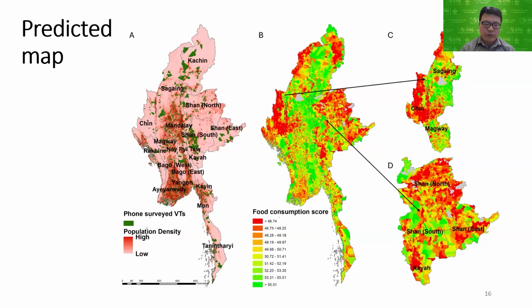So our model, in map B in the middle, can predict food consumption scores for all the village tracts, and it shows quite interesting results. There is strong heterogeneity across space in terms of food consumption scores, and even for the villages or states that are better off, there are still severe food security issues at the village tract level.